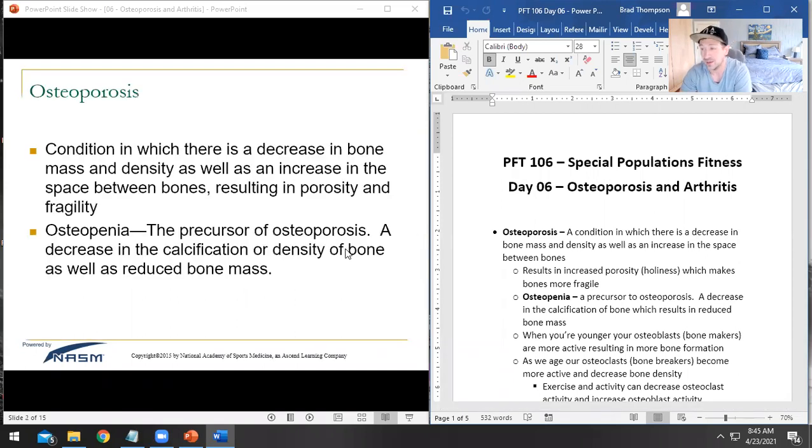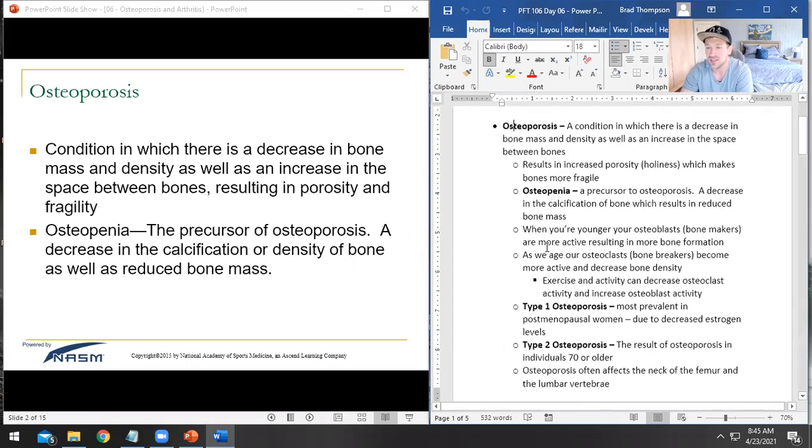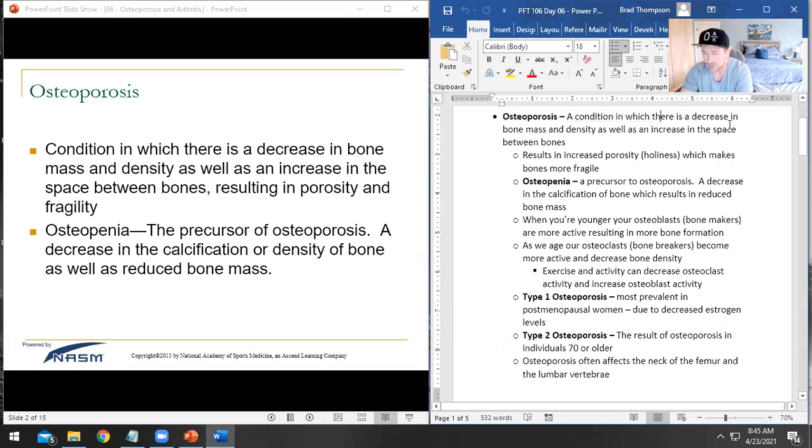We kind of need to define what we mean when we're talking about these. If we're talking about osteoporosis, this is a condition in which there's a decrease in your bone mass and your bone density. So obviously, if your bone is not as dense, it's not going to weigh as much, which is why it is also a decrease in bone mass. What this results in is an increased porosity of your bones, which is a lot of holiness, basically. There's just a lot of holes in your bone.